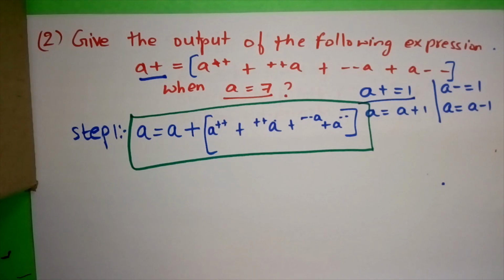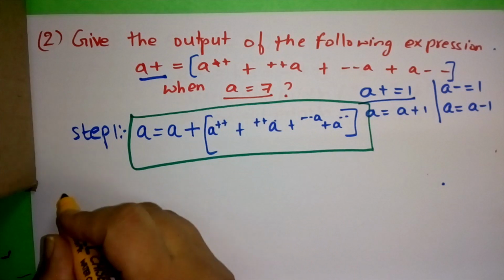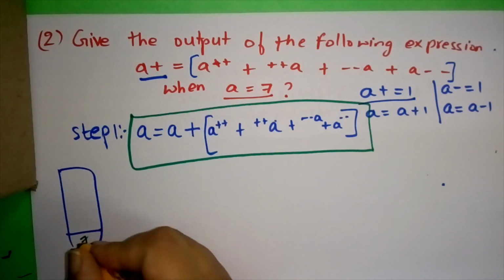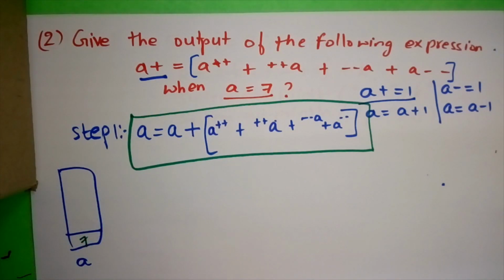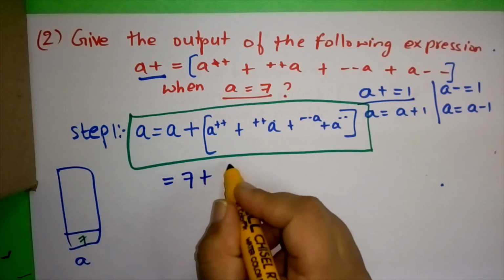Okay, after you have done this, now we have to solve it like what we did in the previous problem. The value of a is given here. So initially the value of a is how much? The value of a is given as 7. Okay, so now we have to write this a plus. So 7 as it is.